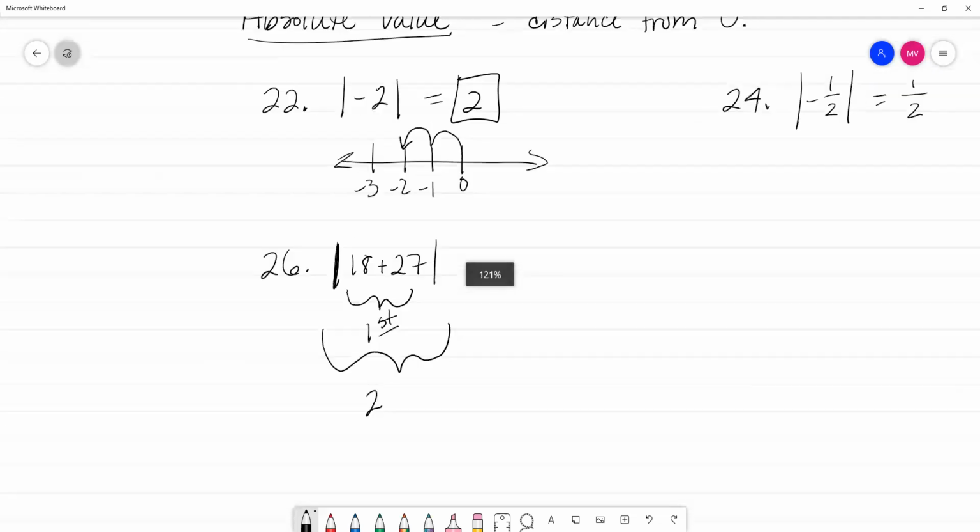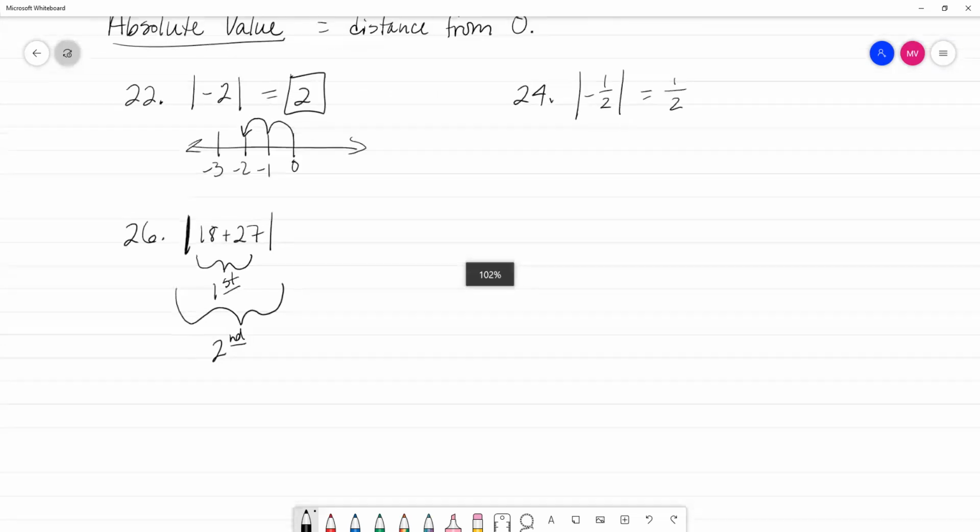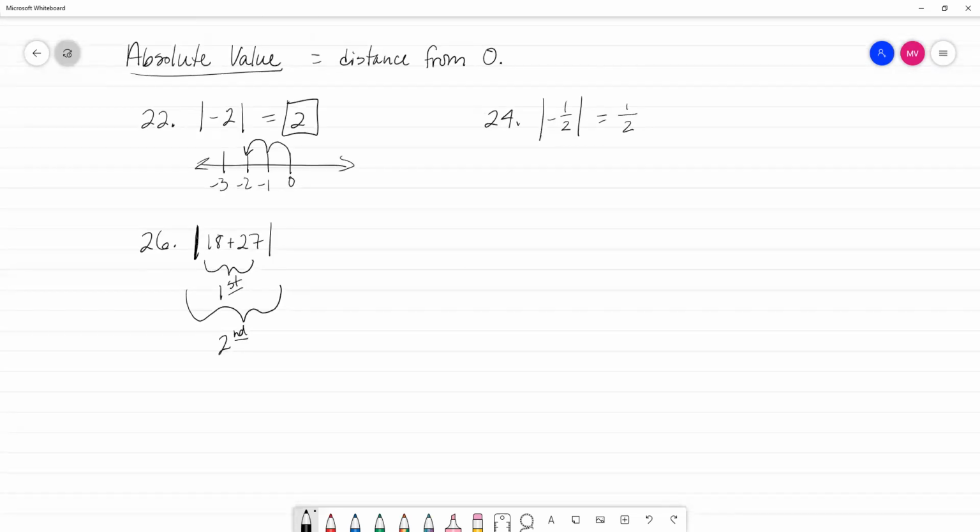You do that second. All right, so let's solve 18 plus 27. That's 15, carry my 1, so 45. Well, the absolute value of +45 is just 45. But do those steps so you can see the process. Because if it was negative, you would have the same answer, but you might accidentally give yourself the wrong answer.